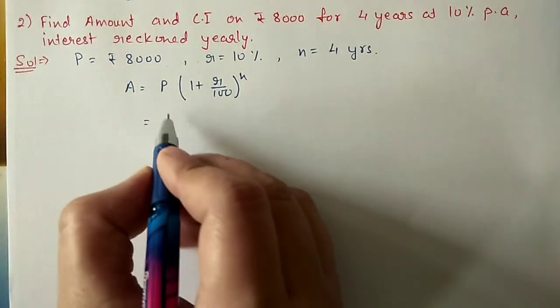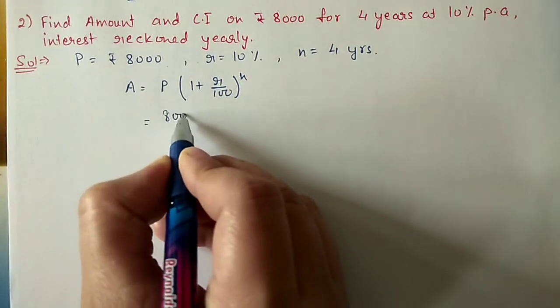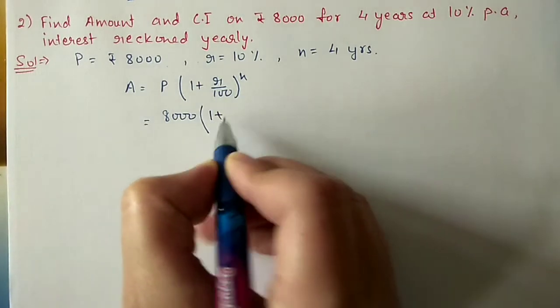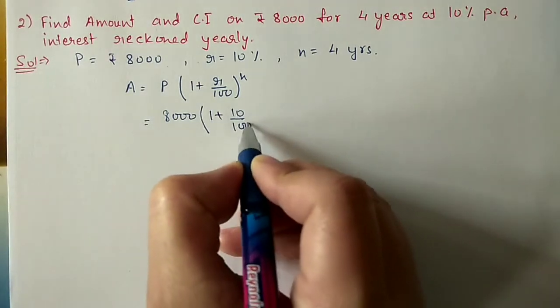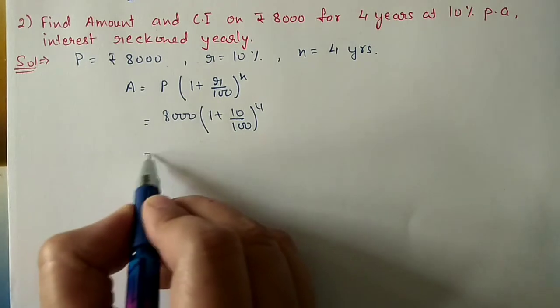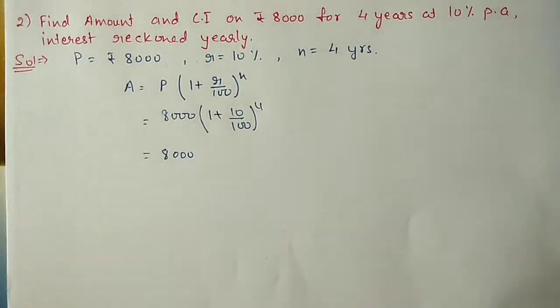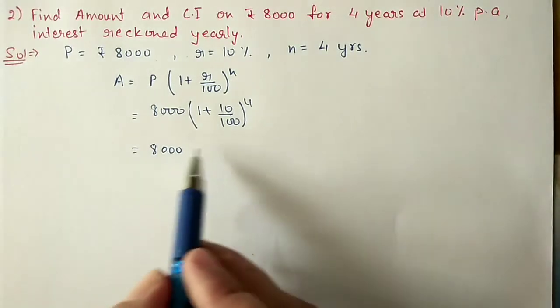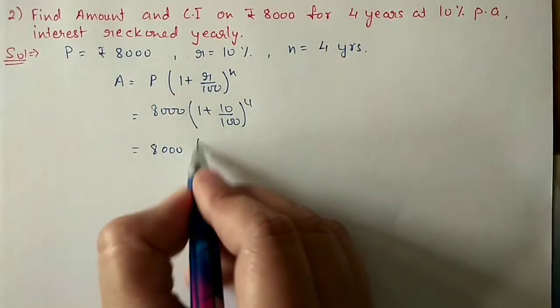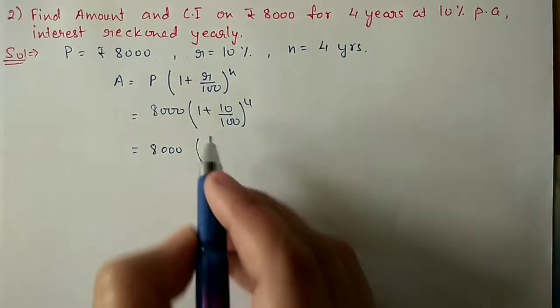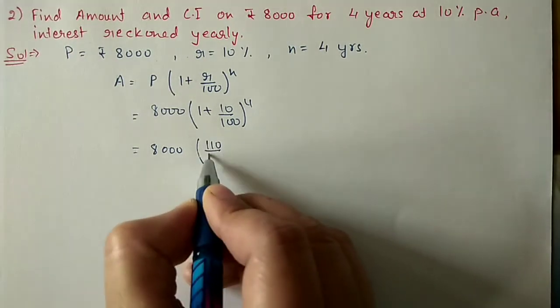Now we will substitute values here. Principal is 8,000 rupees, 1 plus 10 by 100 whole to the power 4. Now we will write directly here. We will not make the denominators equal. Directly also you can write. Directly we will get 100 plus 10. So 110 by 100.